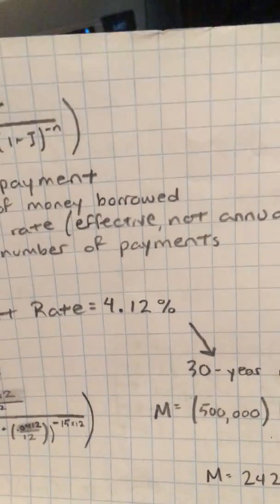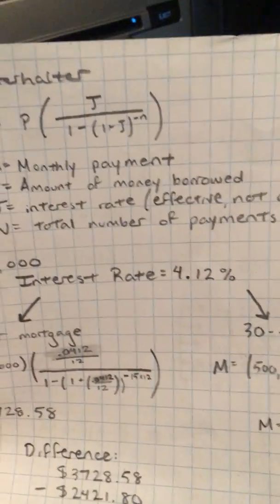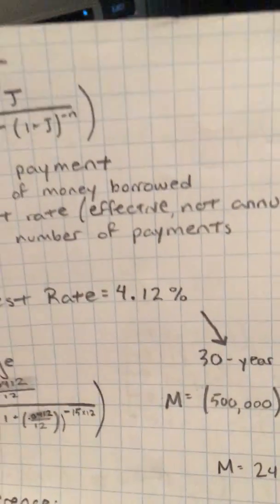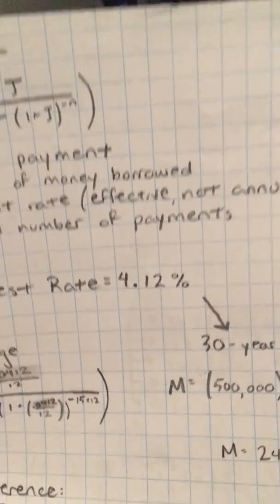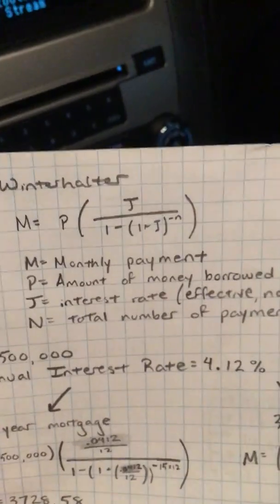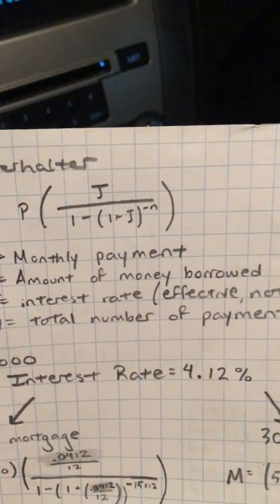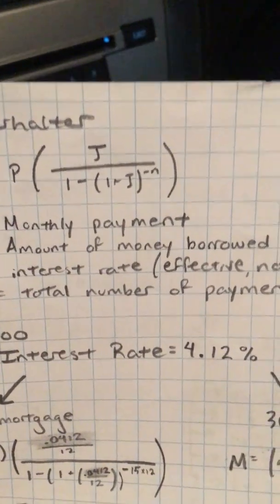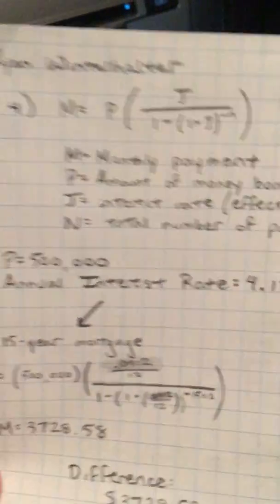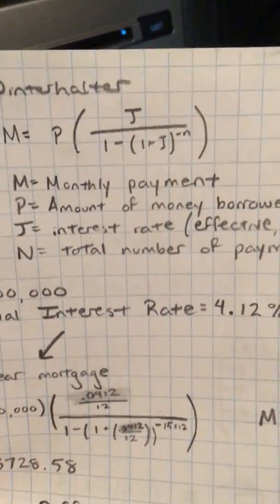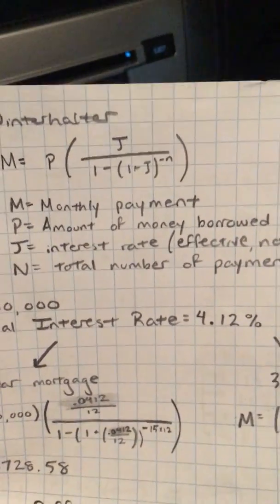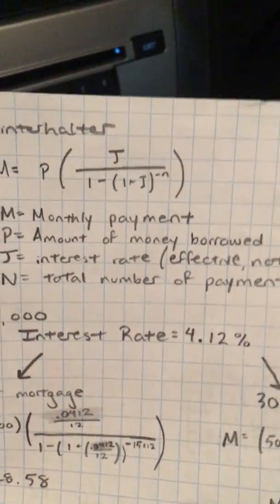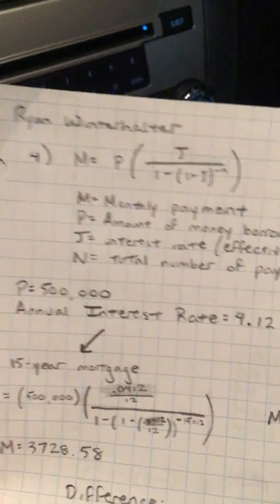So for my problem, we chose A as $500,000 and B as 4.12% interest. First we have to find the equation for the monthly payment. This equation is M equals P times J divided by 1 minus (1 plus J) to the power of negative N, where M is the monthly payment, P is the amount of money borrowed on the loan, J is the effective interest rate, not the annual, and N is the total number of payments.